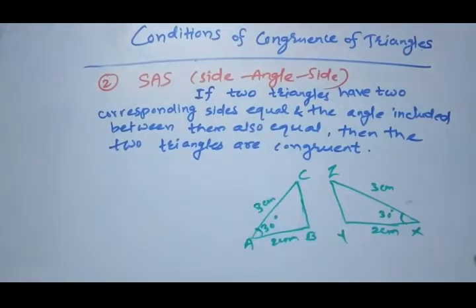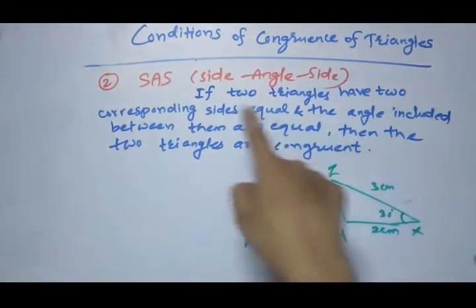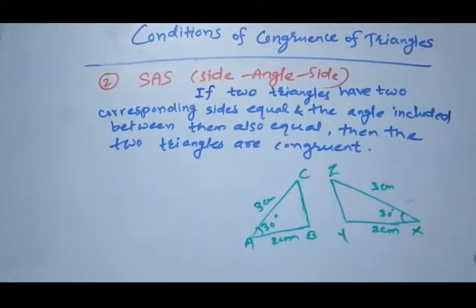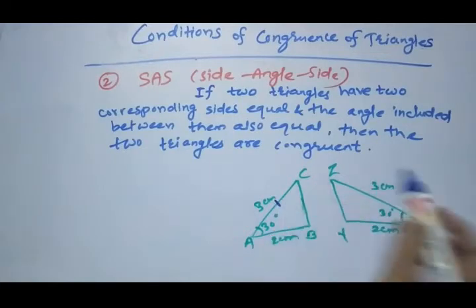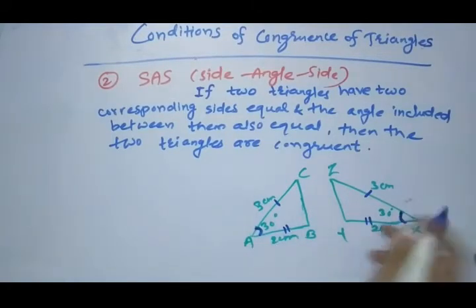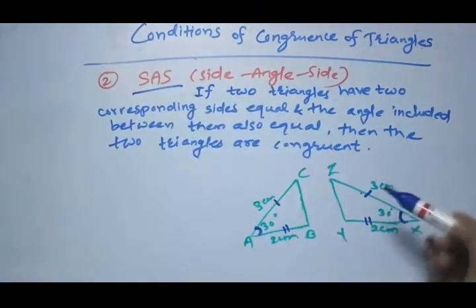So if you want to show that the two triangles are congruent to each other, they fit each other exactly, you have to show that the two triangles have two corresponding sides equal, and an angle included between them. So you can see here I have drawn two triangles ABC and XYZ. Here you can see that this side is equal to this side, and this AB side is equal to this XY side, and one angle is equal to another angle, meaning side angle side.